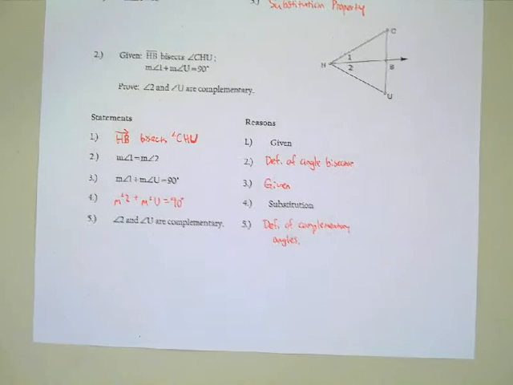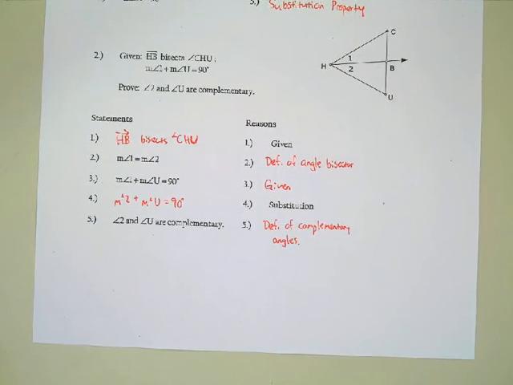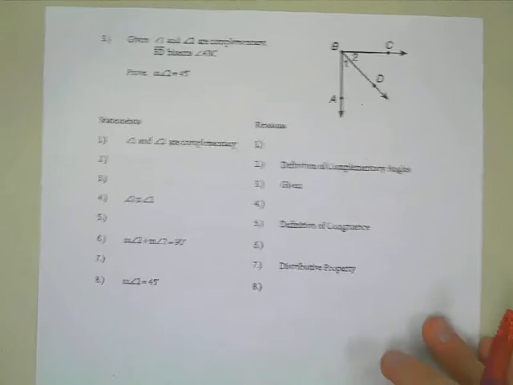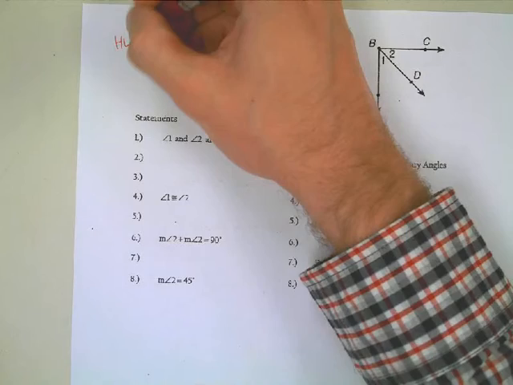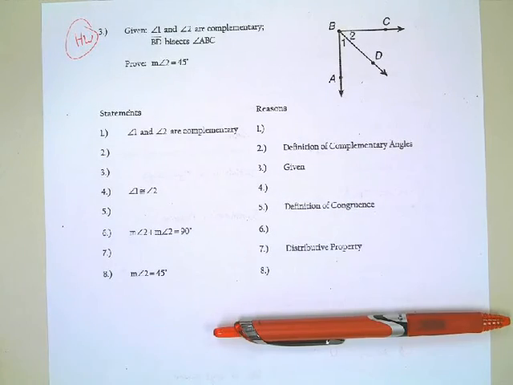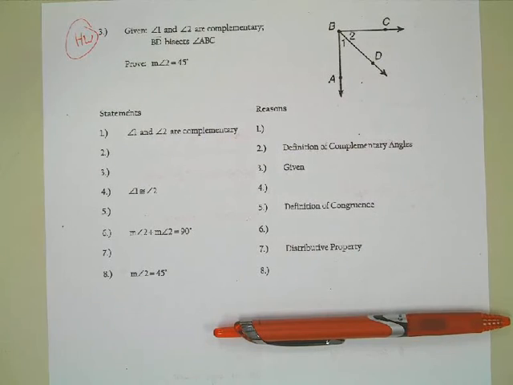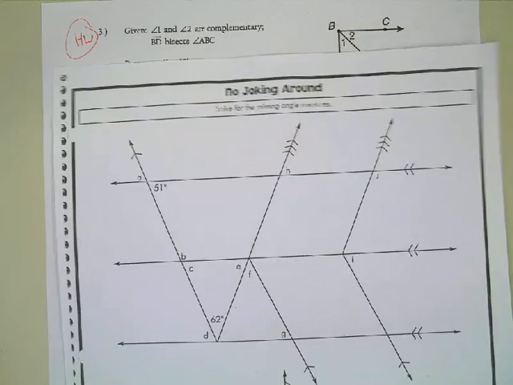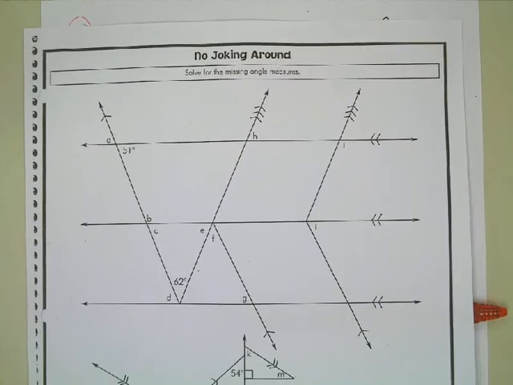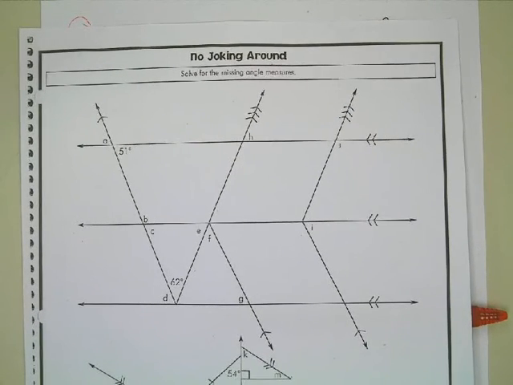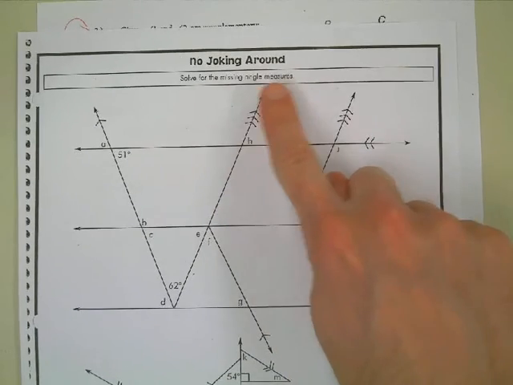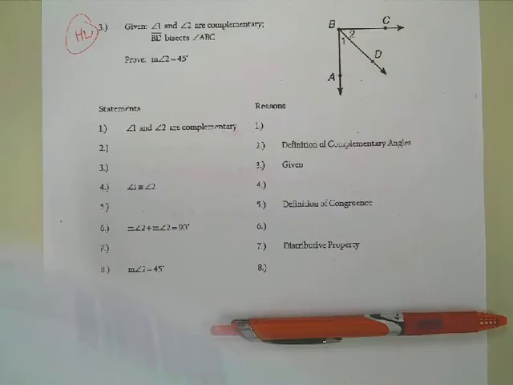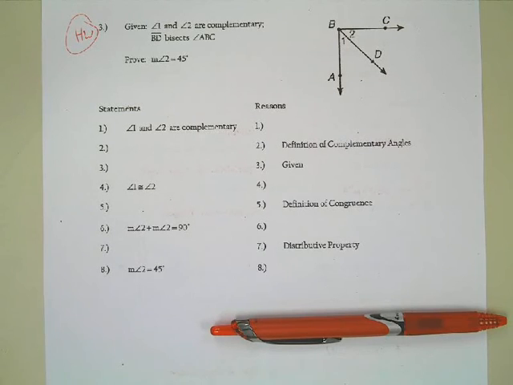So on the back, there's one more, and I want you guys to try that for homework. And then in addition to that, I'm going to pass around this paper. You'll see here there are angles with letters, and I want you to figure out the missing angle measures. And it says no joking around, because I guess there's no actual joke on this. So, womp womp. It's just a serious case.